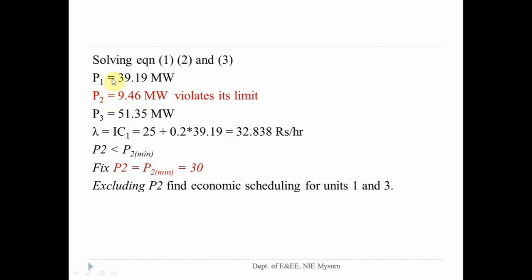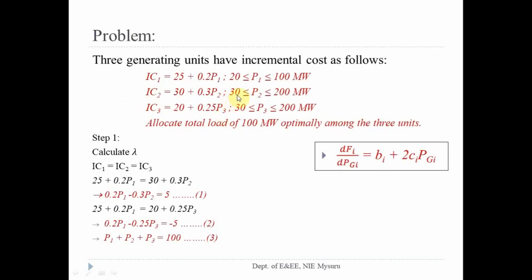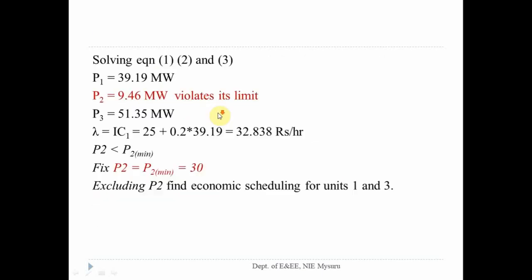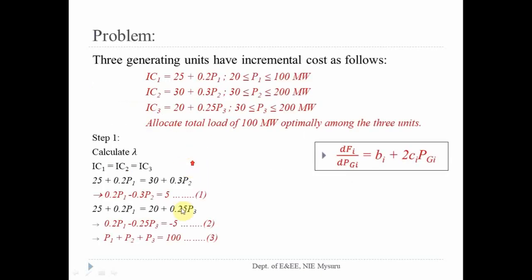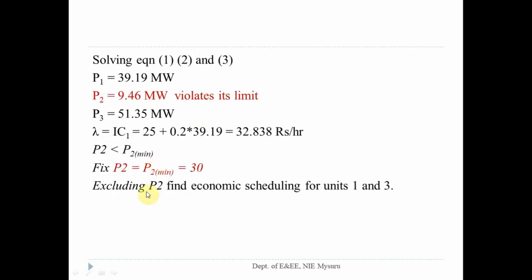Okay, now we can see that out of 3 units, unit 2 is violating its limit. Clear? So now we need to fix the generation of this particular unit 2. Since this is less than its minimum value, I will fix P2 equal to P2 minimum, that is 30 megawatt. Now I'll carry out this entire procedure again, but I'll exclude P2.